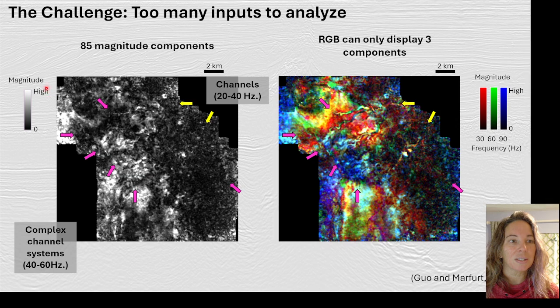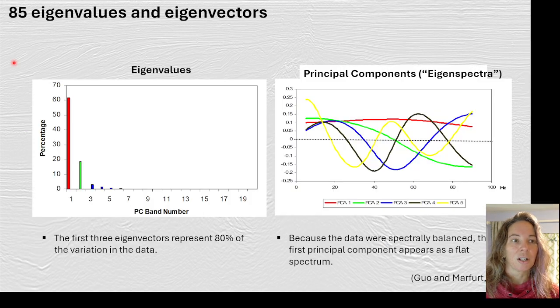Okay, so what this ends up looking like, if we want to go back into the problem, is here we've got 85 magnitude components. So we've got 85 different magnitude frequencies to look at. And so we can take some of these and combine them into an RGB display. That just has the 3 components, but we're not really effectively handling all of that information.